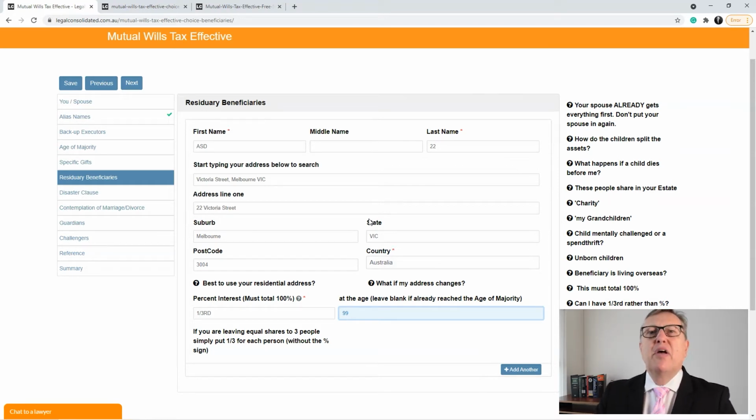Oh, but I want them to have $50,000 a year to do this, or I want this. No, don't do that. Allow the executors to decide what's in the best interest of that vulnerable child from day to day. There could be Centrelink issues, or the child might need to fly to Sydney for a special treatment. We don't know. You cannot rule from the grave.